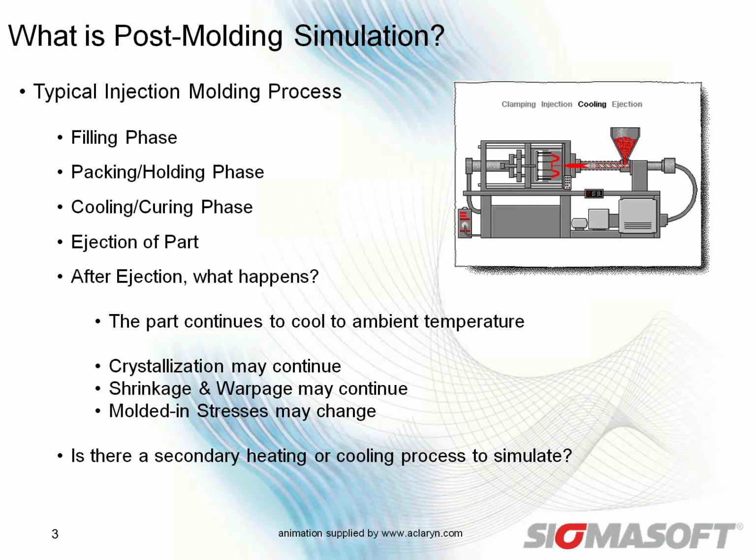Once that part is ejected from the machine, it continues to cool to ambient temperature, so every area of that part is completely cool. The idea, of course, is what happens during that phase. As that part continues to cool, there's additional crystallization that may occur if it's a semi-crystalline material. Additional shrinkage and warpage may be occurring, and mold-in stresses are going to be changing as those temperatures change and the part continues to cool.